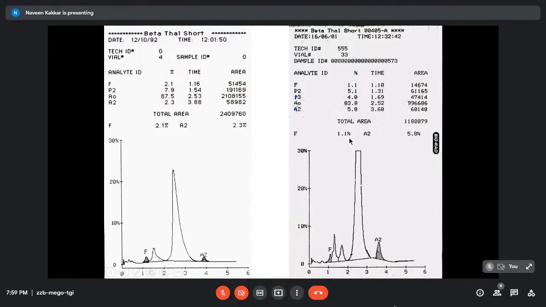And what do we have here? Fetal of 1.1 and A2 of 5.8. An A2 of 4 to 9% on HPLC is diagnostic of beta thalassemia. So this confirms the diagnosis of beta thalassemia, very, very obvious.